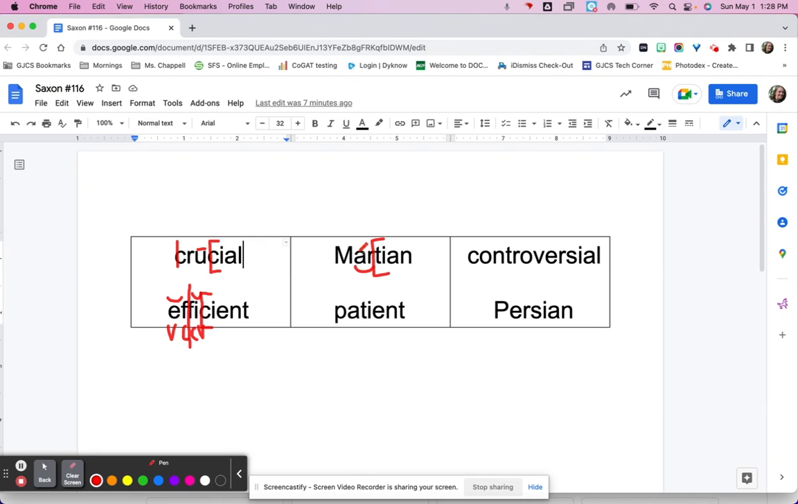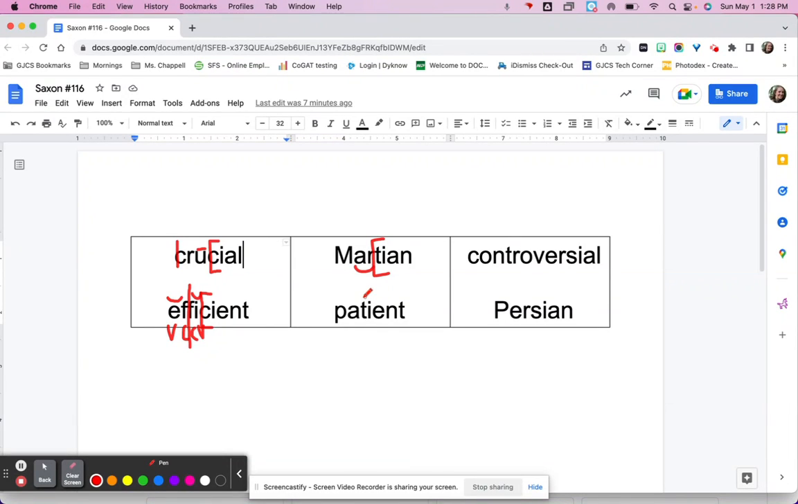So we're not going to code our A because our A doesn't make a short sound or a long sound. It is controlled by the R. So we have R, and then T-I says sh, and then we have an. R, shin. Martian. Okay. Now let's go down here to the bottom one.